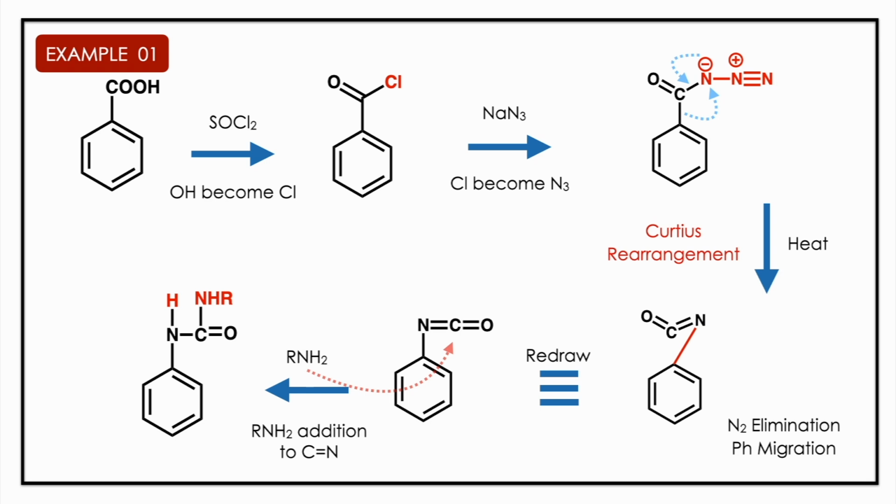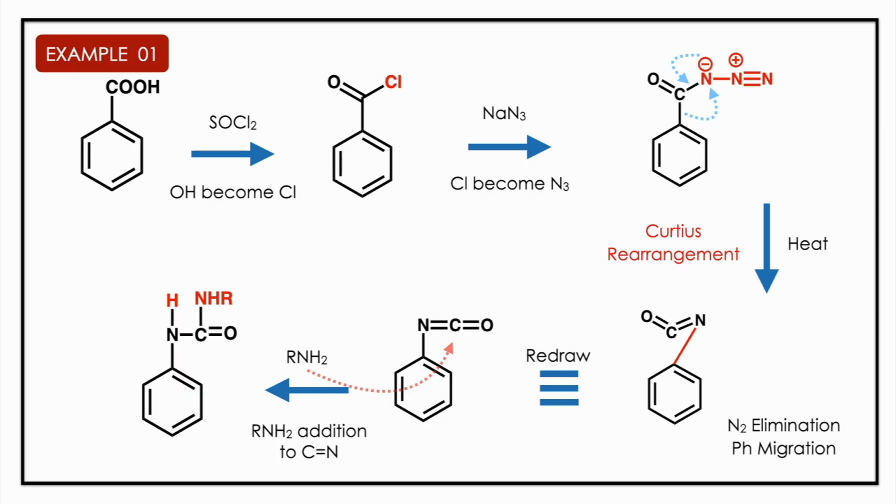The reagent is SOCl2. Hence OH becomes Cl since it is a chlorine donor. So acid becomes acid chloride. Then you are using sodium azide, which converts chlorine into azide. So acid chloride becomes acyl azide. Then you are heating it up, so chances of Curtius rearrangement.